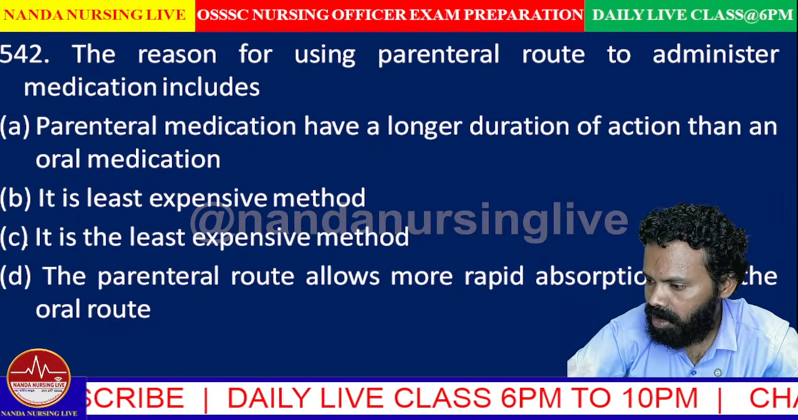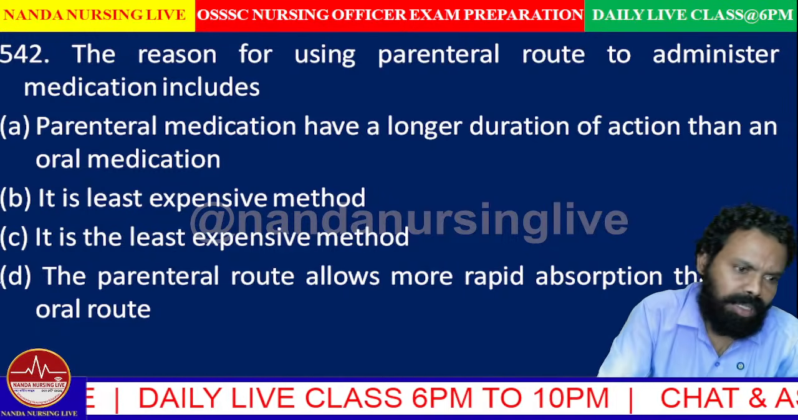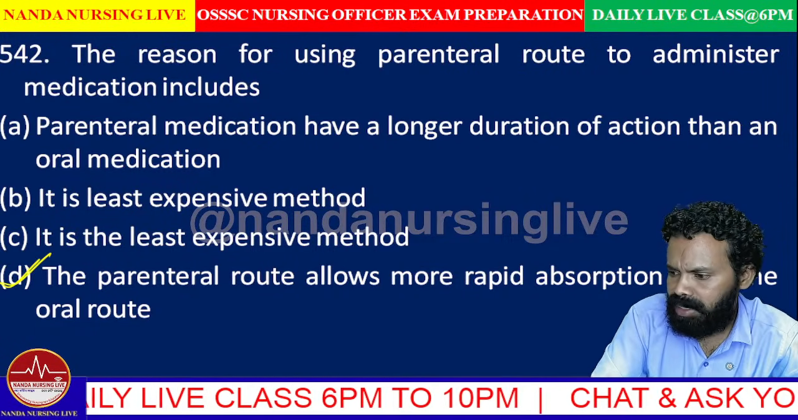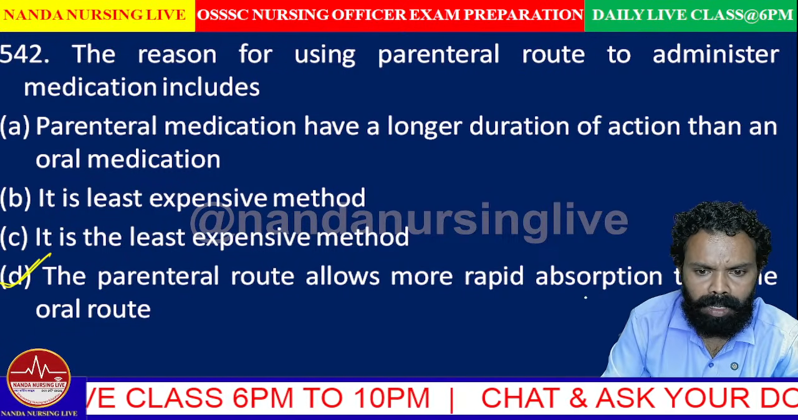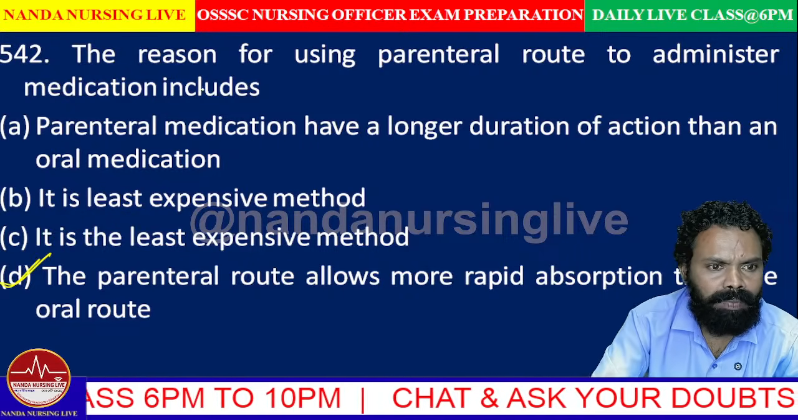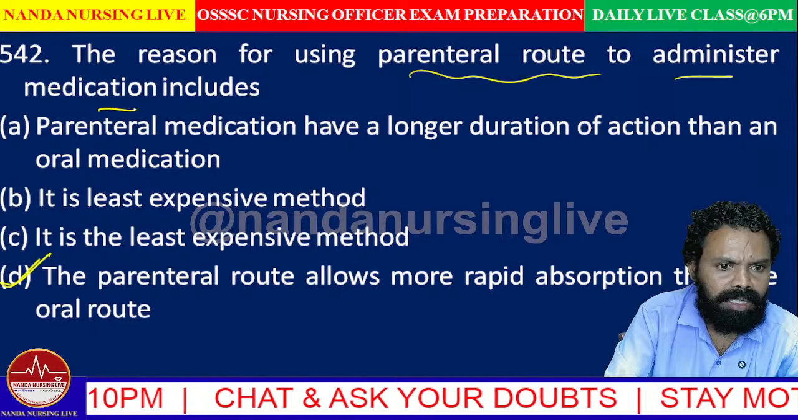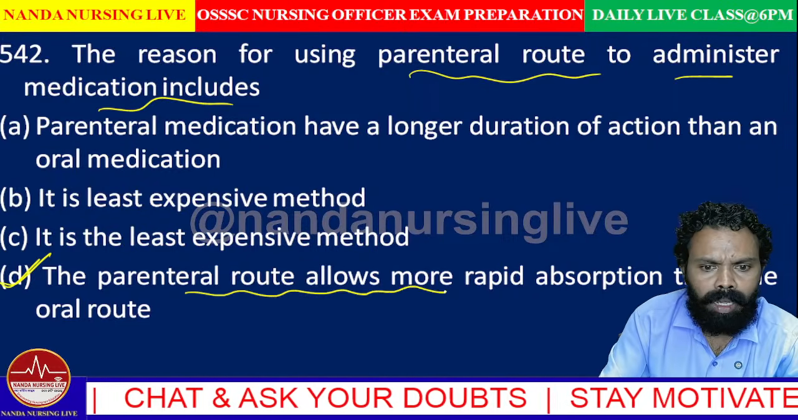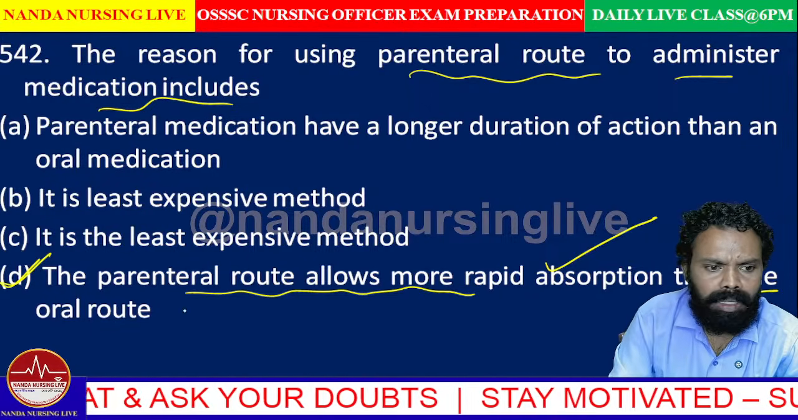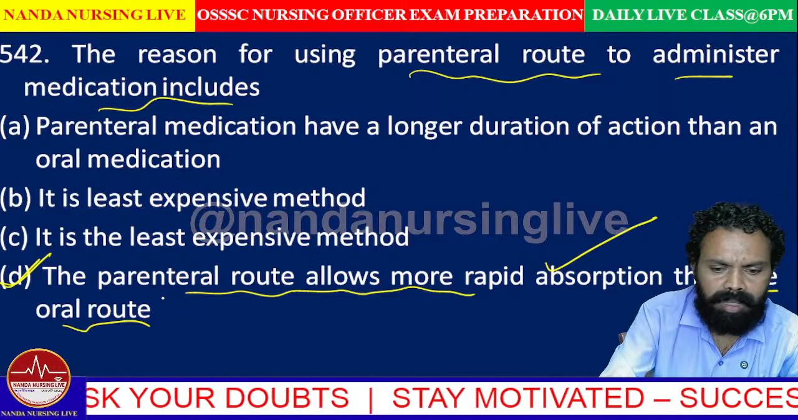So which option is the correct answer? The correct answer is option D. The parenteral route allows more rapid absorption than the oral route. Right? The reason for using parenteral route to administer medications include the parenteral route allows more rapid absorption than the oral route. Option D is the correct answer.